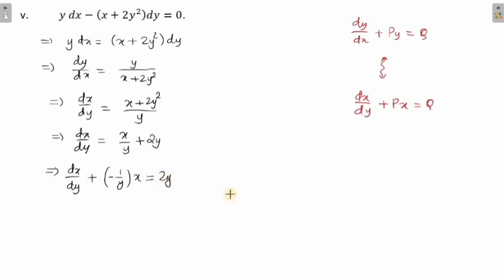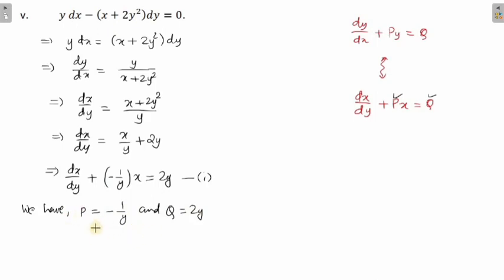Now I told you this p and q has to be either constant or a function of y. So here this is your p and this is your q, and both of them are functions of y because both of them are depending on y, isn't it? Call this equation number 1, and say we have p equals to minus 1 by y and q is 2y. I hope this is clear to you.